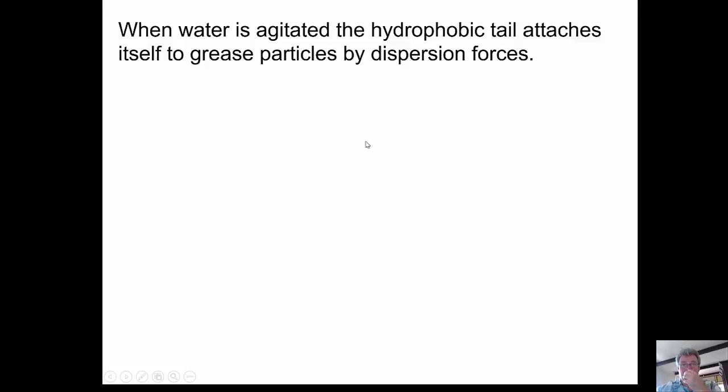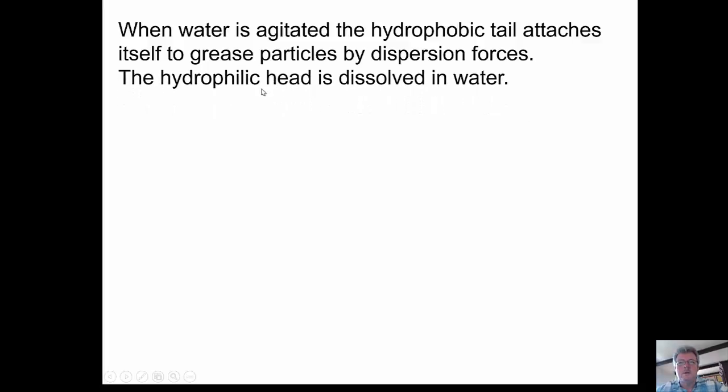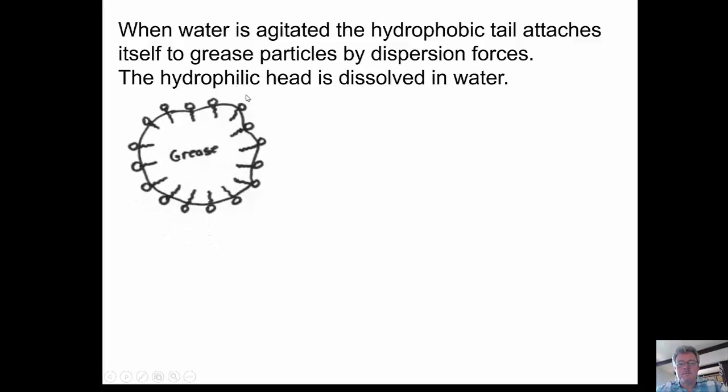So when you agitate the water, when you shake it around, the hydrophobic tail attaches itself to grease. A washing machine does this agitation. It moves the water backwards and forwards, allowing the hydrophobic tails, the tails that are attracted to the grease, the non-polar tails, to attach to the grease particles by dispersion forces. You saw what a dispersion force is earlier. The hydrophilic head, the water-loving head, is dissolved into the water.